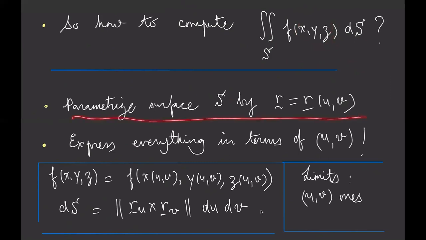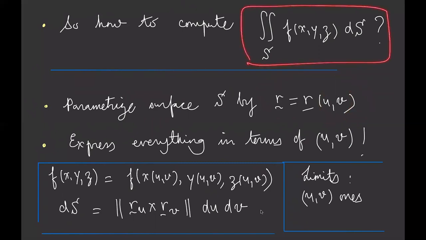So the whole idea is to parameterize the surface in terms of these two variables, u and v. So we need to be able to figure out a parameterization for the surface. And once you've got that, the idea is that you express everything in this integral in terms of u and v. That's it. It's as simple as that.